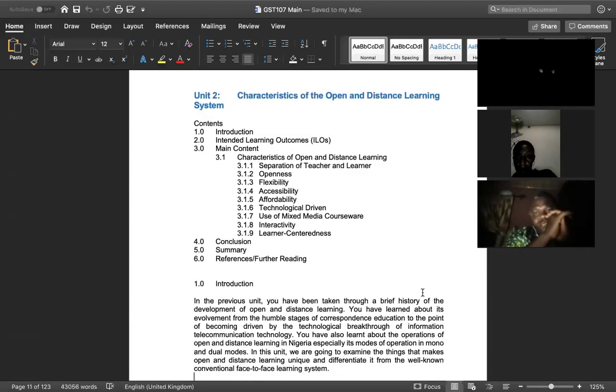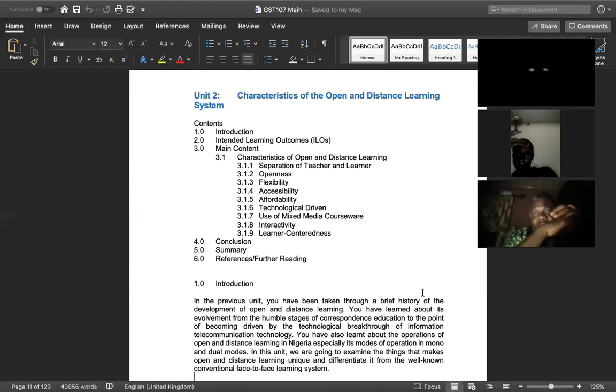Now, let me quickly go through the characteristics of open and distance learning. I'm not going to read what I have because you are supposed to read. I'm not supposed to lecture you, so I won't do that either. There are 9 characteristics of the open and distance learning. 1, separation of teacher and learner. We've talked about this briefly before.